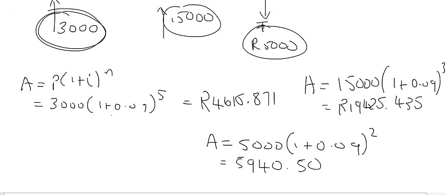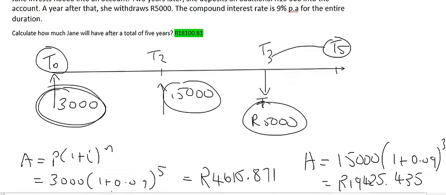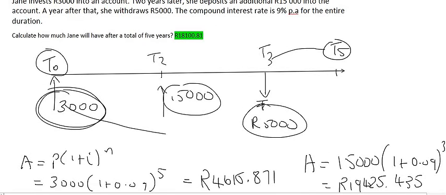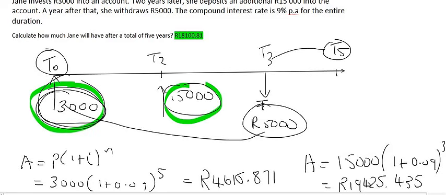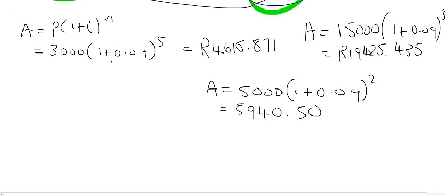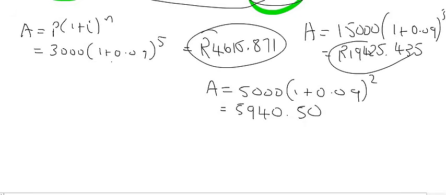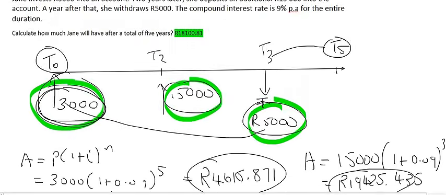And that's going to give 5940.50. Now what you do is any money that's coming into the account, you add, so these two. You'll add those ones and you'll subtract that one. So it's going to be the 4615 plus the 19,425.435 minus 5940.50, because the 5940 is from the 5,000 Rand, which is being taken out, so you minus that one. And if you do that, you're going to get the exact same answer.